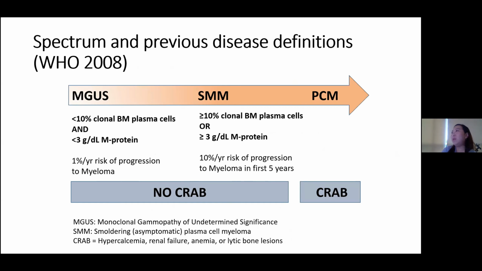This is how we used to diagnose myeloma in the old classification. There's also a precursor lesion called monoclonal gammopathy of undetermined significance, or MGUS, and there's smoldering myeloma. The only difference is that in MGUS you have less than 10% clonal plasma cells and less than 3 grams per deciliter of M protein, and in smoldering myeloma it's more than 10%. But in plasma cell myeloma, you have the associated CRAB symptoms, whereas in the other 2 precursor conditions, you don't have any CRAB symptoms.